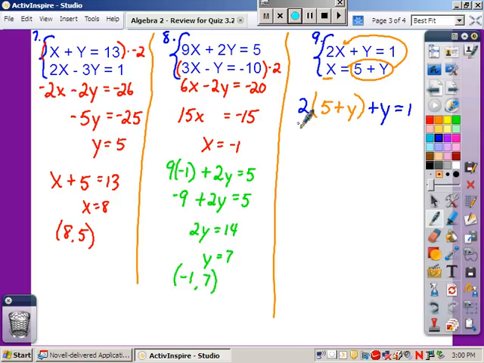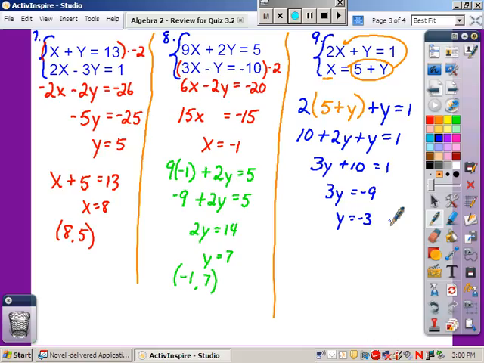Notice that this went in for the x, but everything else is exactly as it was. All right, I'm going to distribute now. I got 10 plus 2y plus y equals 1. Combining like terms, I got 3y there and a plus 10. Right, that's positive 10. Subtract 10, I got 3y equals -9, and divide by 3, y equals -3.